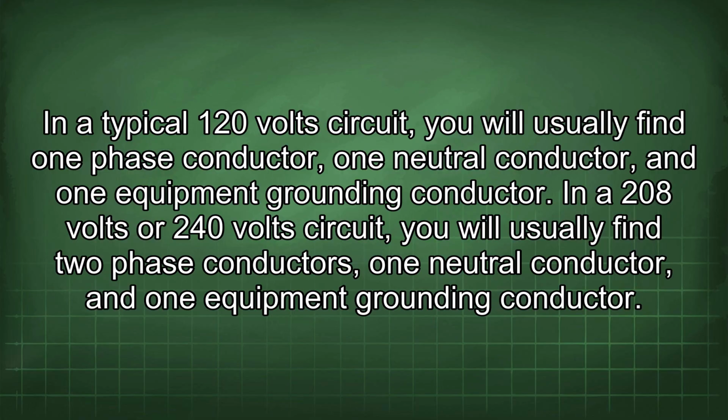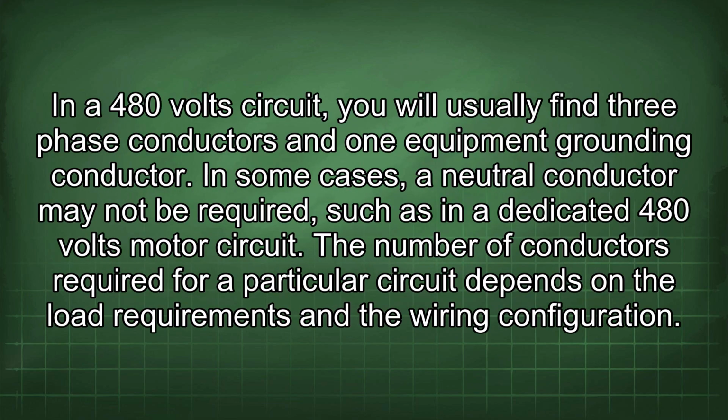In a 208-volt or 240-volt circuit, you will usually find two phase conductors, one neutral conductor, and one equipment grounding conductor. In a 480-volt circuit, you will usually find three phase conductors and one equipment grounding conductor. In some cases, a neutral conductor may not be required, such as in a dedicated 480-volt motor circuit. The number of conductors required for a particular circuit depends on the load requirements and the wiring configuration.